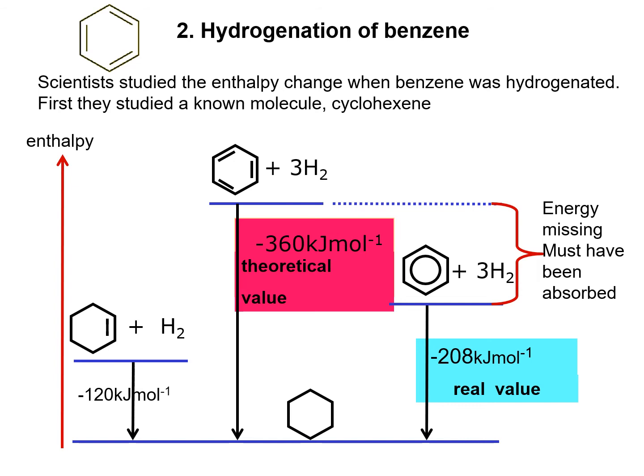Now, the only way that energy can have been absorbed is to break the bonds. So we have some extra energy being taken here to break the bonds in benzene, compared to the energy that was expected for if it was a cyclohexatriene molecule.